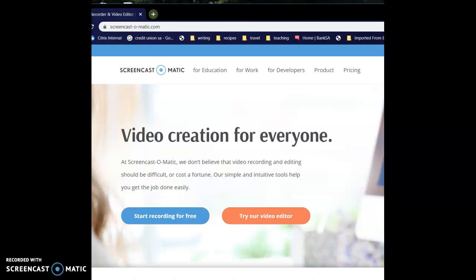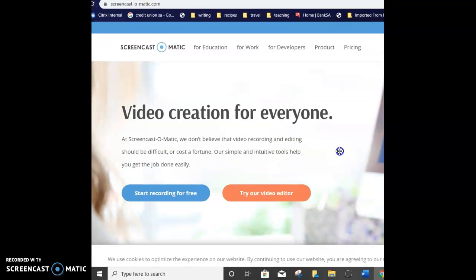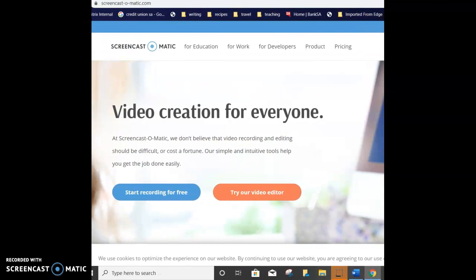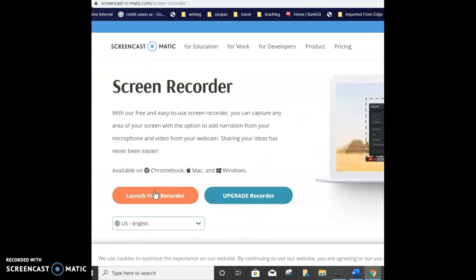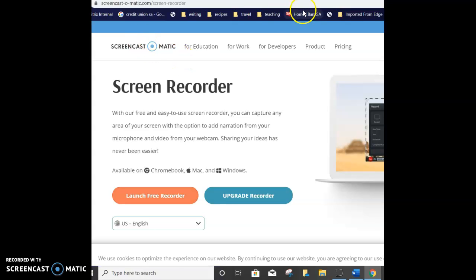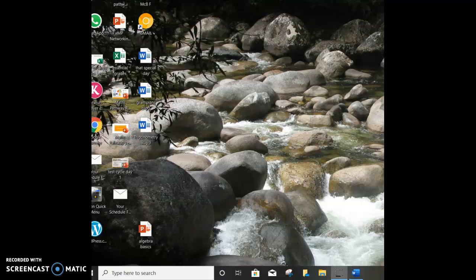Okay, this comes up. It's a little bit larger. Let me see if I can... No, I can't make that screen any bigger. Must be able to. No, it's not going to let me. All right, so there's a couple of bits over to the side there, but this is the bit you're looking for. So just start recording for free. Launch free recorder. Okay, so mine's already open, so it won't open up another one on top of it. So I'm going to get rid of that now. And I'm going to show you what you would normally see.